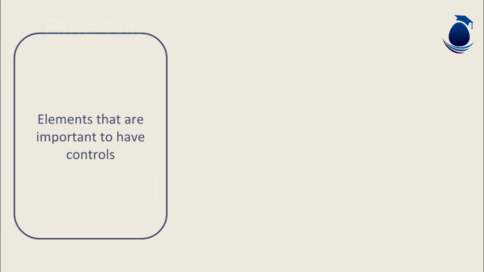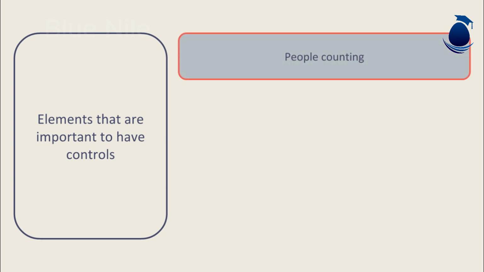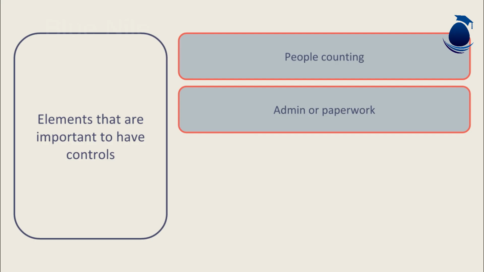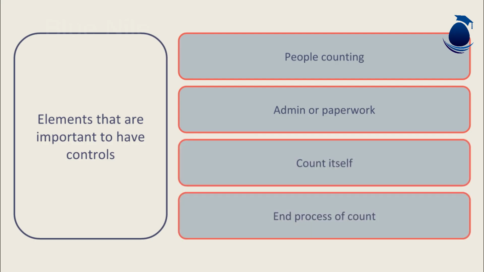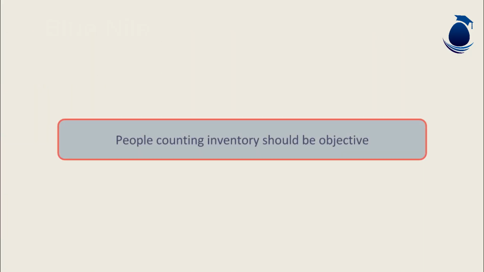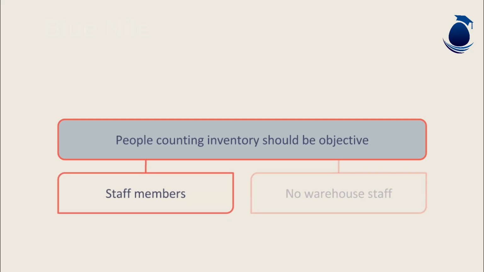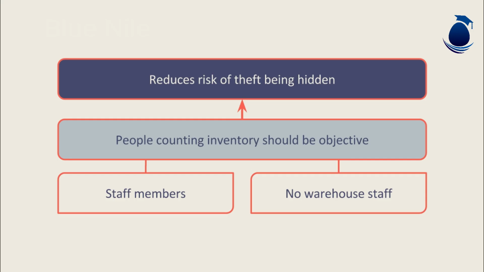There are elements of the count that are important to have controls. These are the people counting, the admin or paperwork, the count itself, and the end process of the count. The people counting the inventory should be objective. They will be staff members but should not be the warehouse staff. This reduces the risk of theft being hidden by those who are in a position to steal.